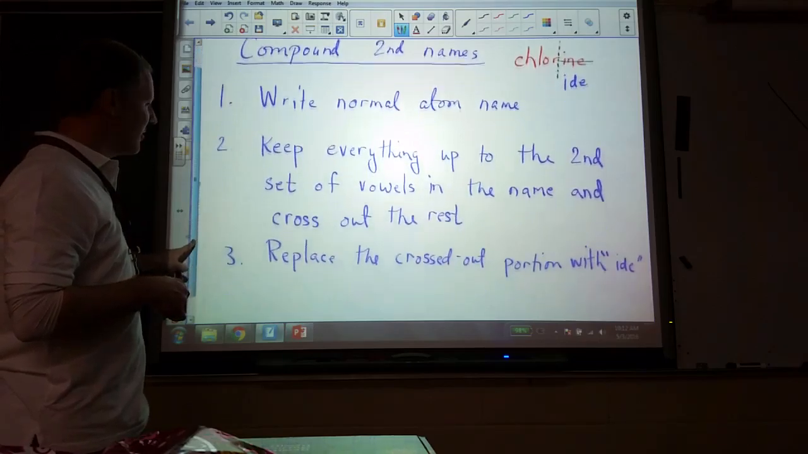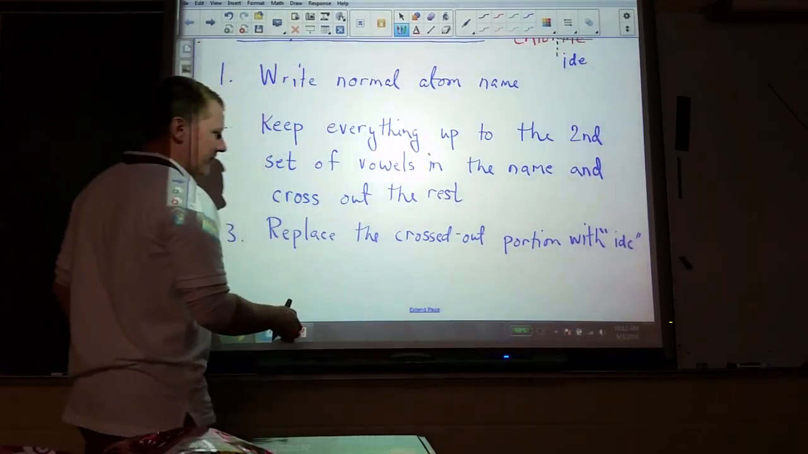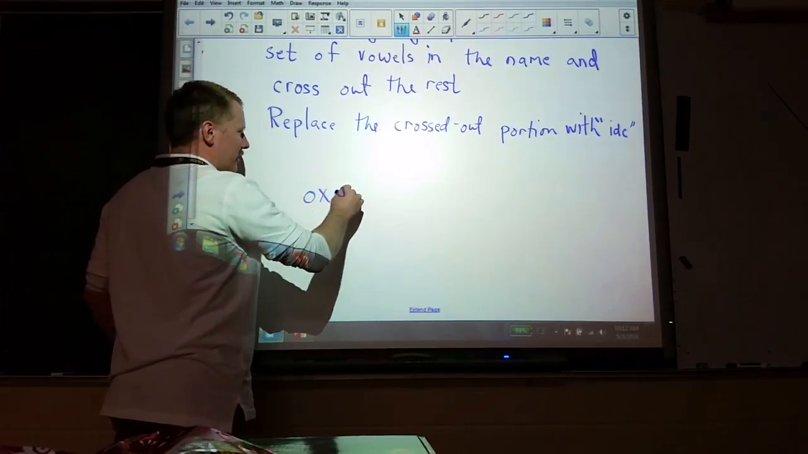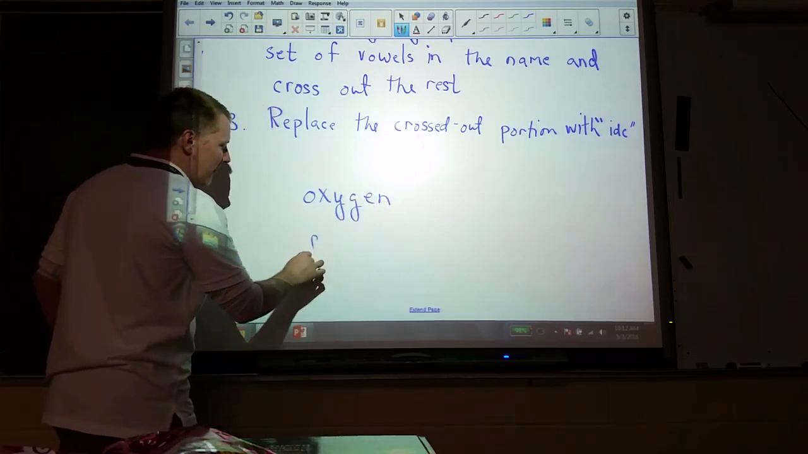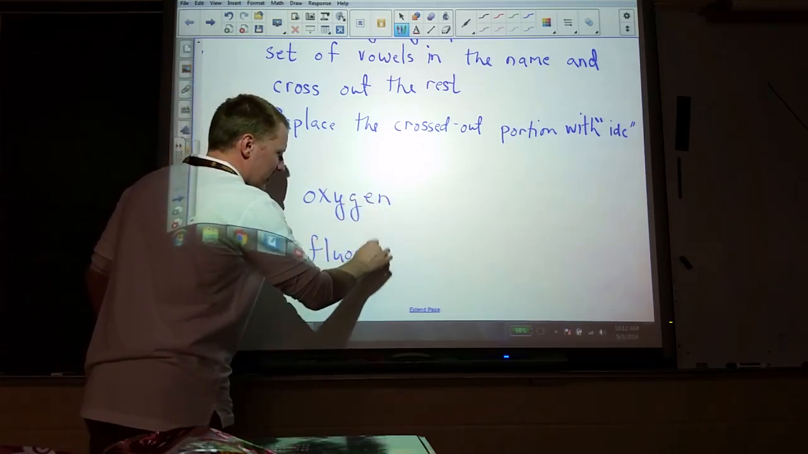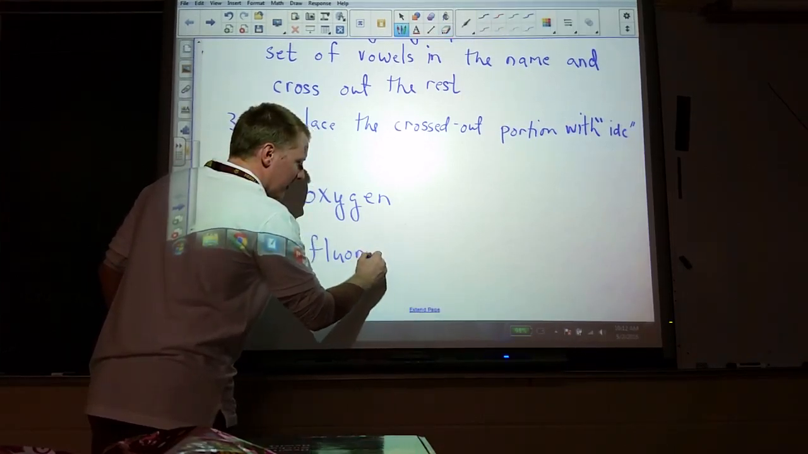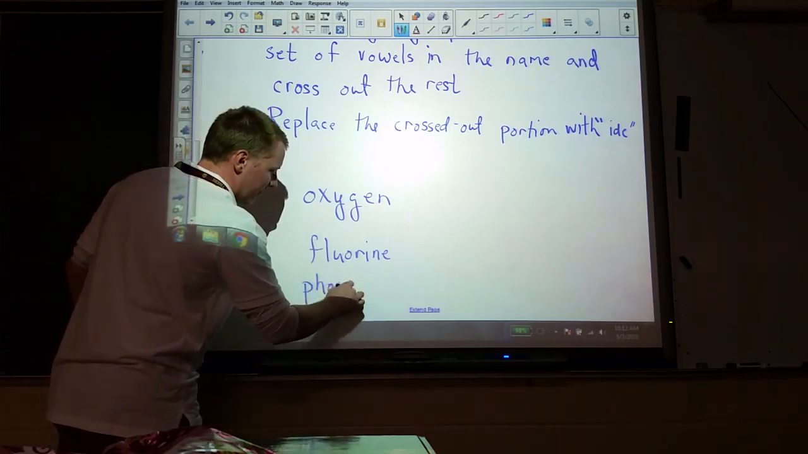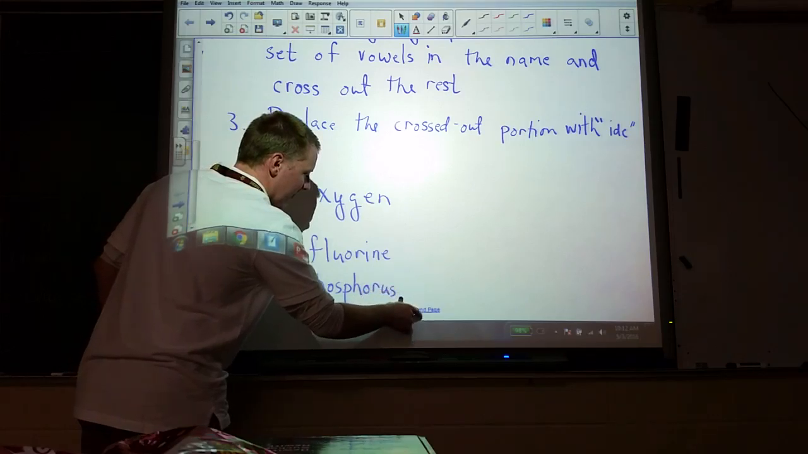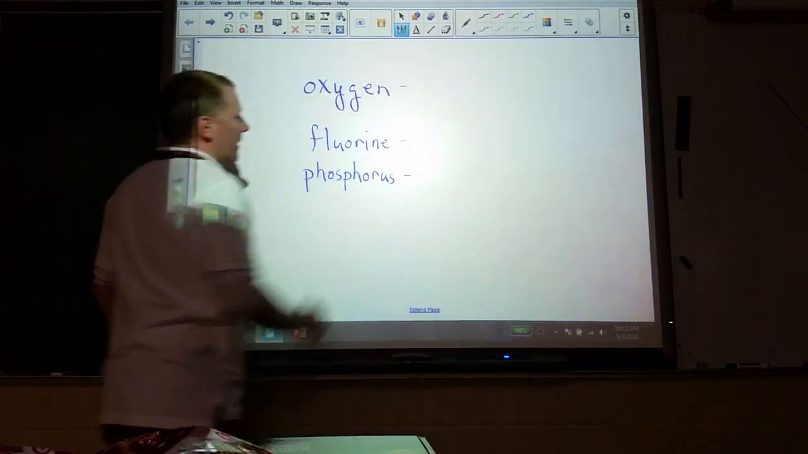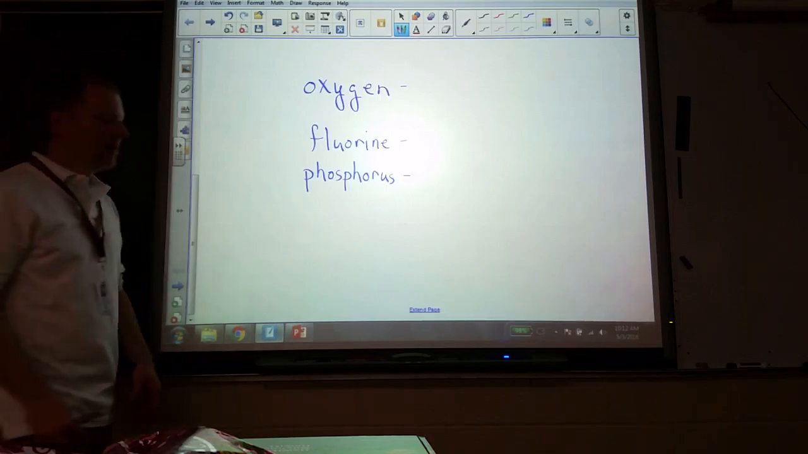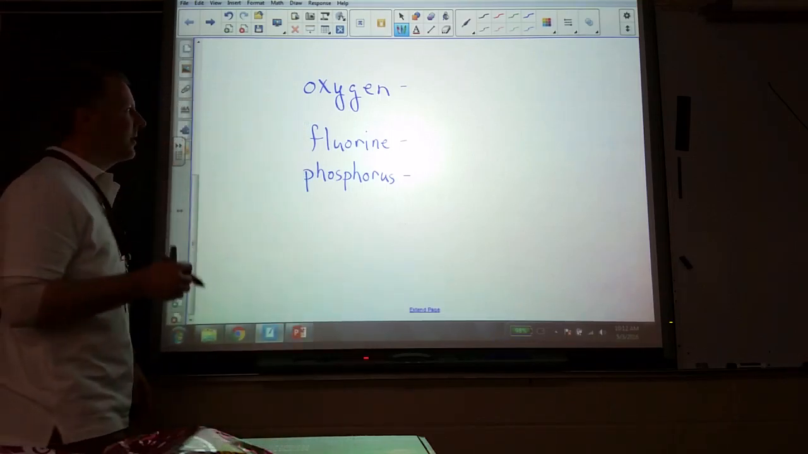We will practice on two or three more here. Tough ones. Let's look at oxygen, fluorine, and phosphorus. I've done my best to come up with a rule that you can follow. We memorized them when I was young, but I think if we've got rules, it will help you figure out the how and why.